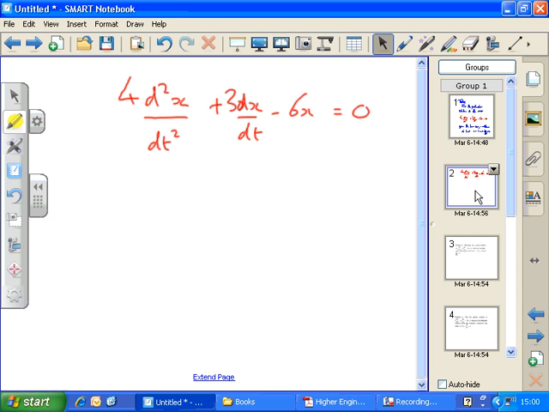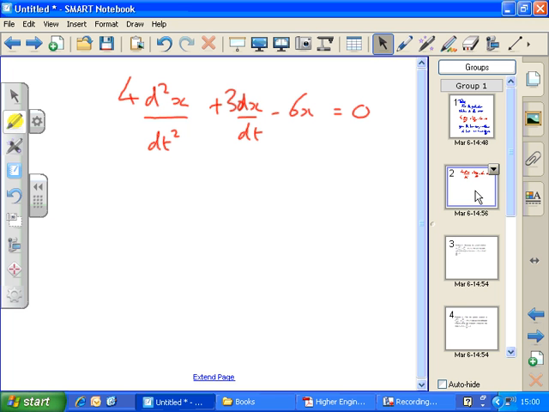d2x by dt squared is a convention to mean the second differential of x with respect to time, and that gives us the acceleration. So the first differential gives us the velocity, dx by dt, and if I differentiate the velocity, it gives the acceleration. If you think about the differential of the velocity, that's the second differential of x. So that's where that comes from.